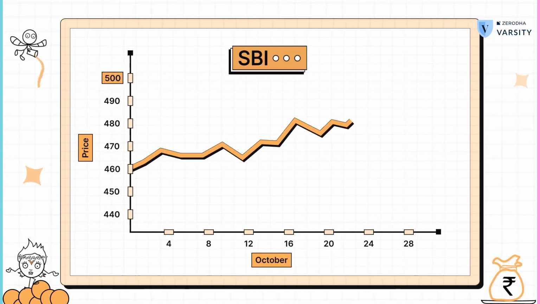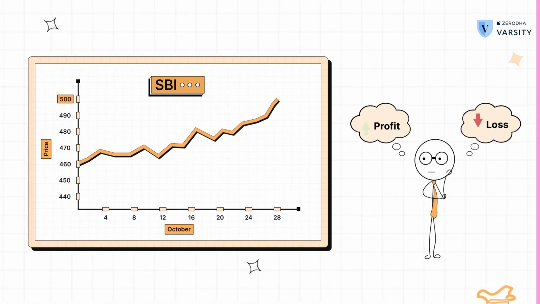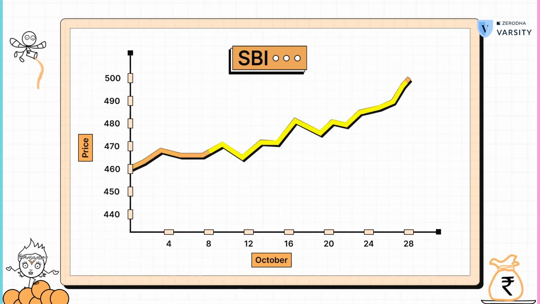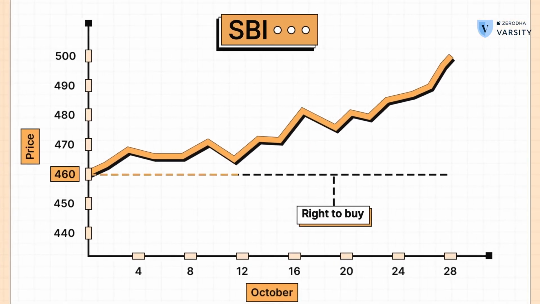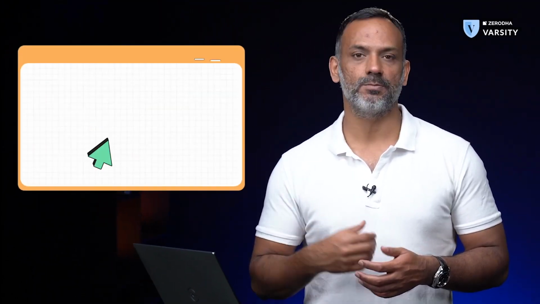Assume the stock price goes to 500. What do you think is the profit or loss here? Clearly, this is a profit-making situation because the stock price has gone to 500. I, as a call option buyer, will get to buy SBI at 460 when the stock is trading at 500. I get to buy a stock worth 500 at only 460. That means to say I make 40 rupees here as profit.